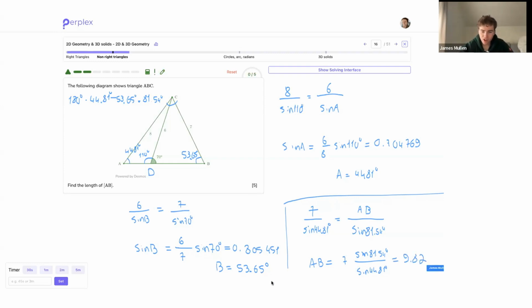Now, in general, with these geometry problems, there's often a lot of ways you can solve the same question. And if you were to read the solution to this problem, you'll see that it actually uses the cosine rule, which is the rule we're about to talk about now in a second.